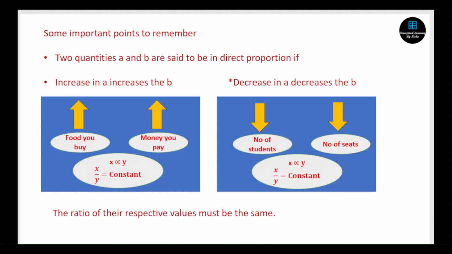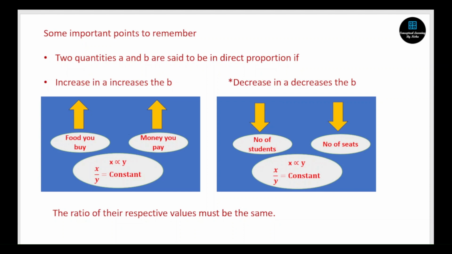Let's say 1 kg of apples is 100 rupees. If I want to buy 2 kgs, then I have to pay 200 rupees, right? So here they both are varying. I mean, the money is increasing according to the amount which I am buying.